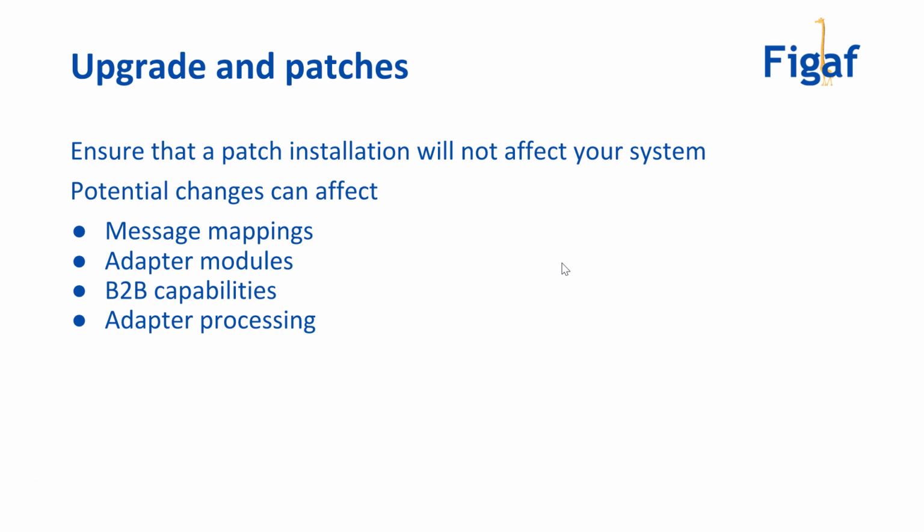There's the SAP adapter modules that could change, or your own adapter module. And then with the B2B capabilities, you also have some things there that could actually change. You do have adapter processing, and there is also some potential. When I mean adapter processing, this is the part from, for instance, the file content conversion, that you need to find a way that you can actually validate and test.